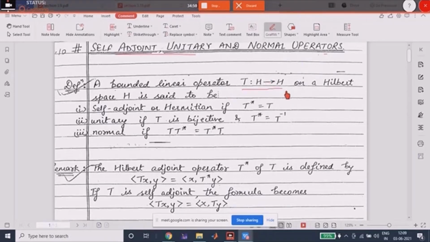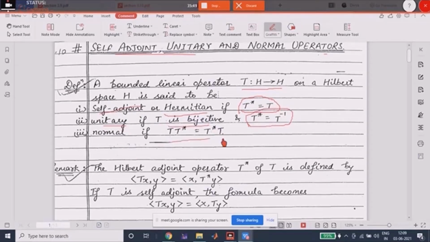Now next we have the self-adjoint, unitary and normal operators. What is that? A bounded linear operator T from H to H on a Hilbert space is called self-adjoint if T star is equal to T. This is the same as with matrices: a Hermitian matrix, or self-adjoint. If the space was real, we call the matrix symmetric. So here it is self-adjoint or Hermitian if T star is equal to T.